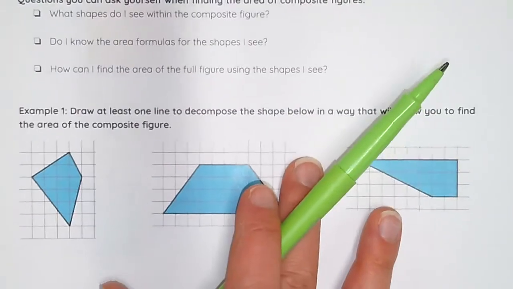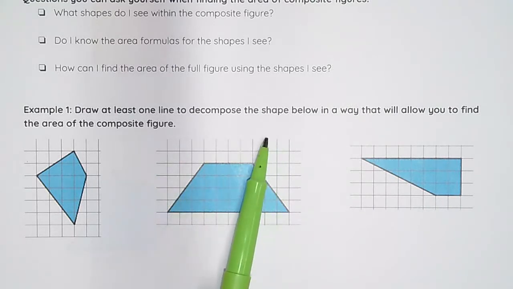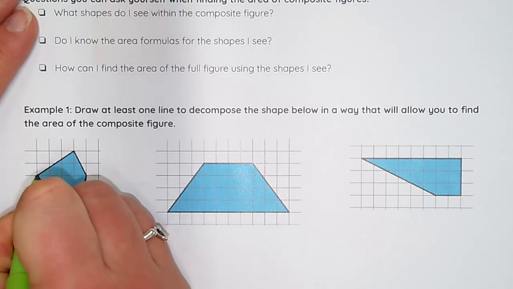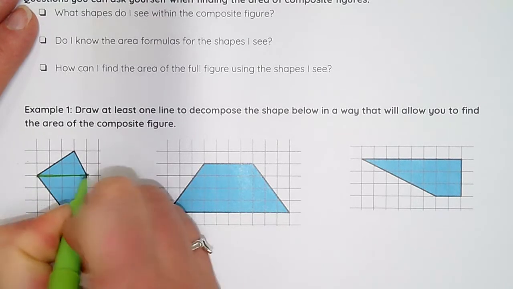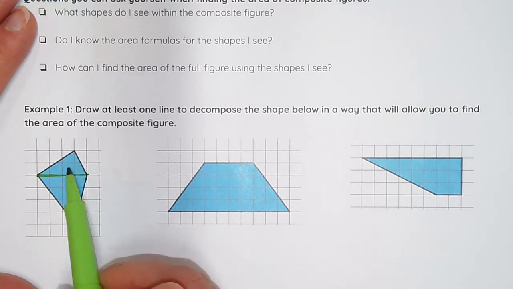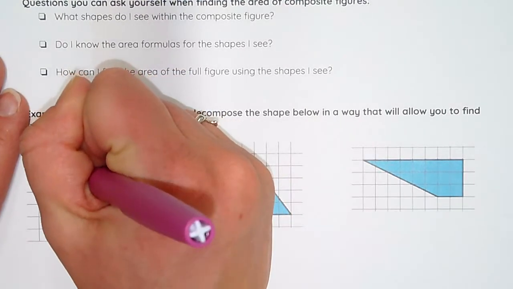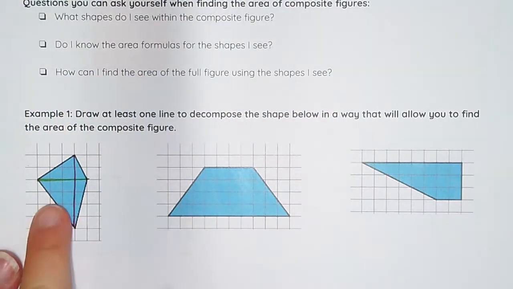I've got a couple of examples here. We're going to draw 1 line to decompose the shape below in a way that would allow you to find the area of the composite figure. At least 1 line. So for here, I could draw a line right here. That would break it down into 2 triangles. If I chose, I could actually instead, so this is not in addition to, but instead, I could have done this and done these 2 triangles.